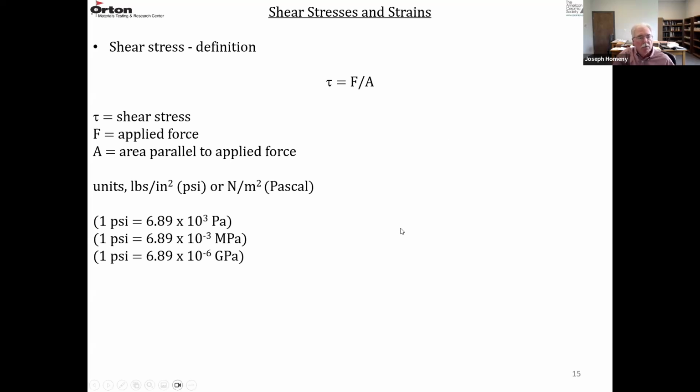So we described normal stresses and normal strains. Now we have to describe shear stresses and shear strains. So tau equals F over A. Tau is the shear stress, F is the applied force. Now, A is not the area perpendicular to the applied force, it's the area parallel to the applied force. Tau has the same units as sigma: pascals, psi, or megapascals and gigapascals.